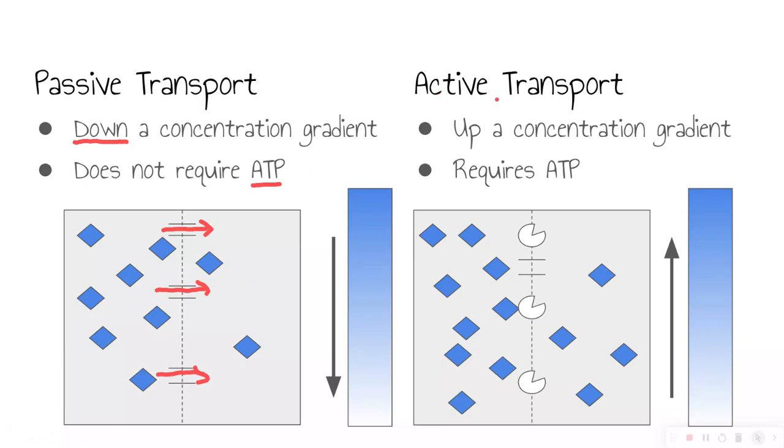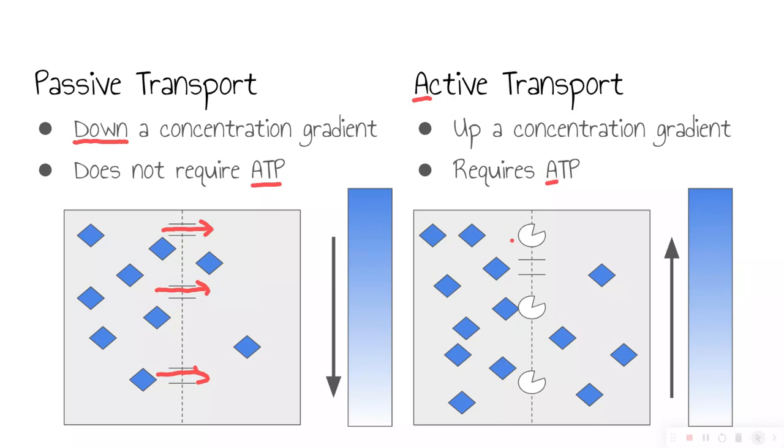Active transport, on the other hand, is the movement of particles up a concentration gradient. And this is going to require ATP, our body's energy. And I like to remember that A is for ATP, A is for active. So active transport requires ATP.